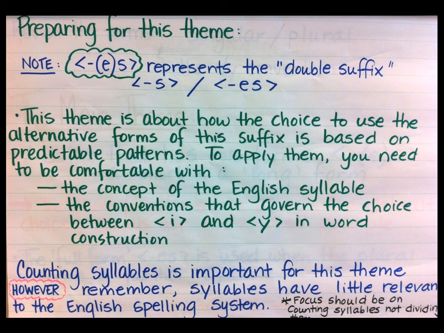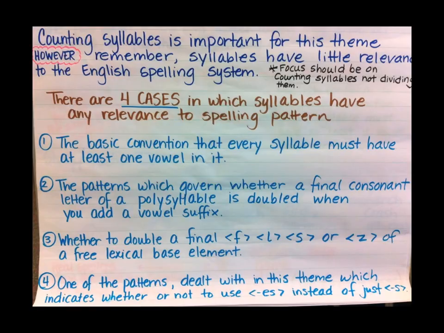The theme is about how the choice to use the alternative forms of this suffix is based on predictable patterns. To apply them, you need to be comfortable with the concept of the English syllable and the conventions that govern the choice between the I and Y in word construction. Counting syllables is important for this theme. However, remember, syllables have little relevance to the English spelling system. Focus should be on counting syllables and not dividing them.